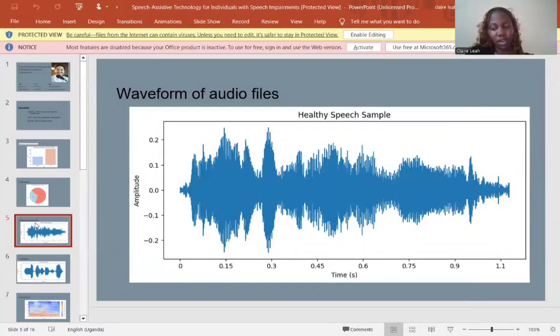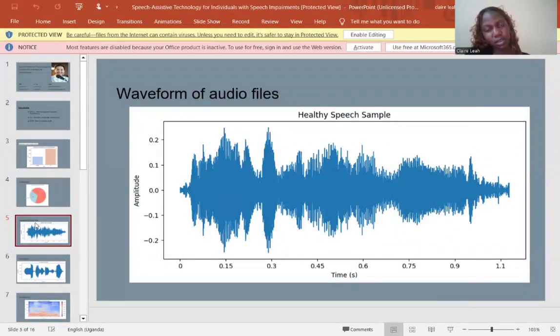And here we have the waveform of the audio files. After getting our data sets, first of all, they were zip files, so we extracted them and got the audio files from the data sets. Here we have the waveform of the audio data sets showing the healthy and the SLI, which we are going to see. So let's first see the healthy speech sample.